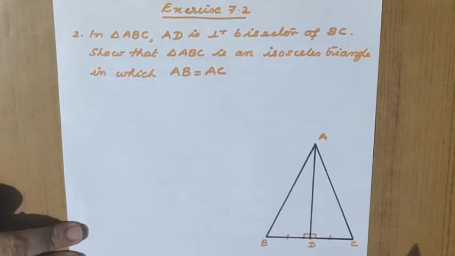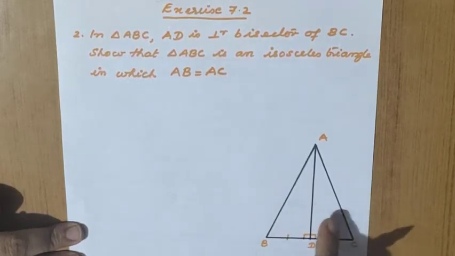What is given in the question? AD is perpendicular bisector of BC. So perpendicular we have marked means 90 degree. Bisector means equal sides we have already marked in the diagram, right? Now what we have to prove means AB equal to AC.